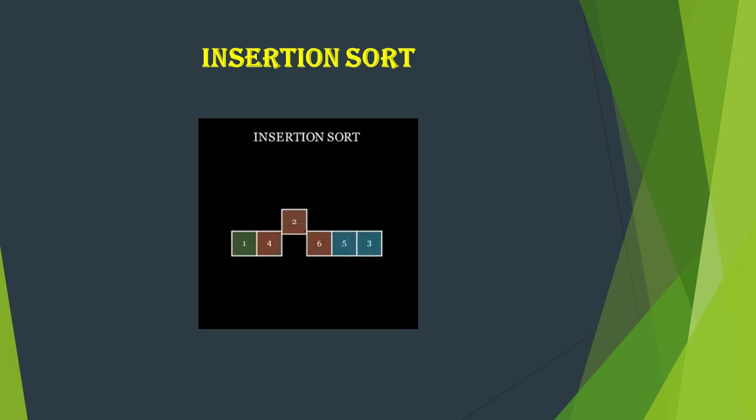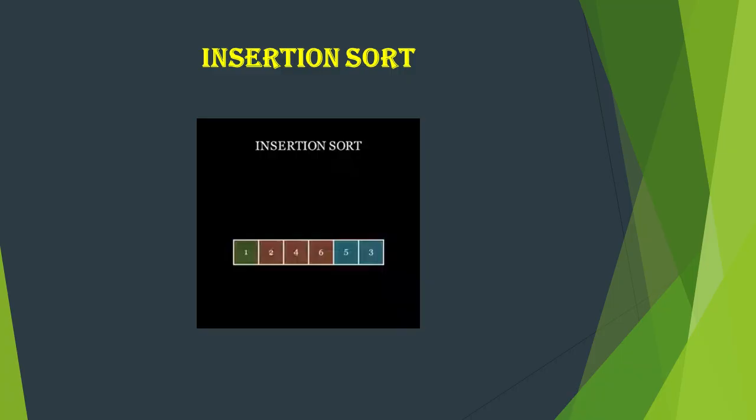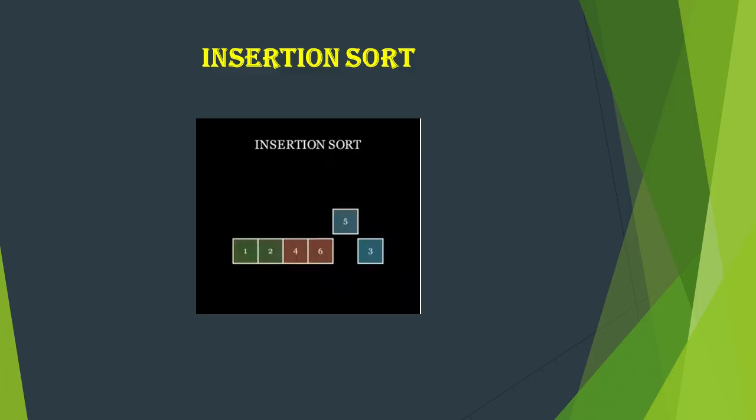Then take the fifth element. That is, 5 is compared with the previous element 6, which is already sorted, but 5 is smaller than 6, so it should be swapped. Place it in the fourth position.